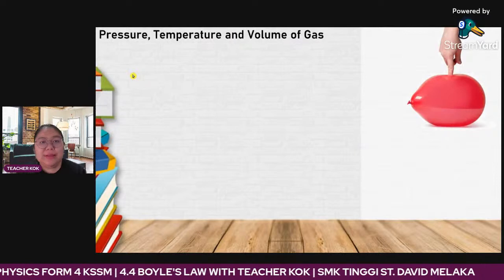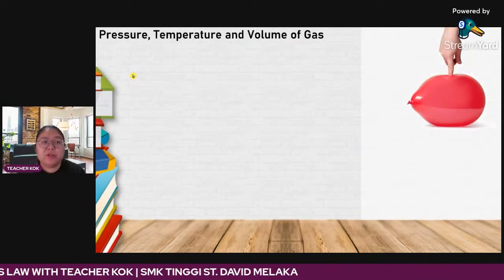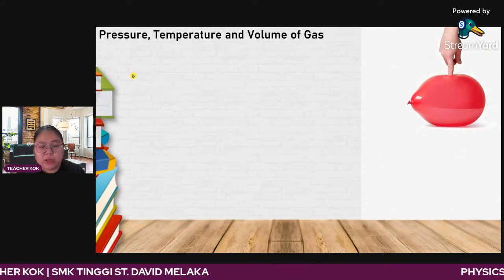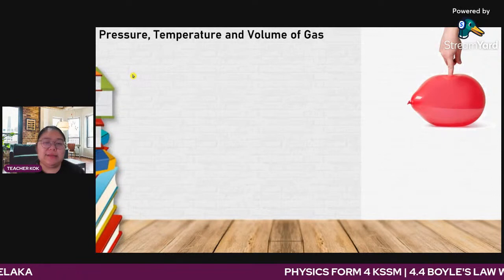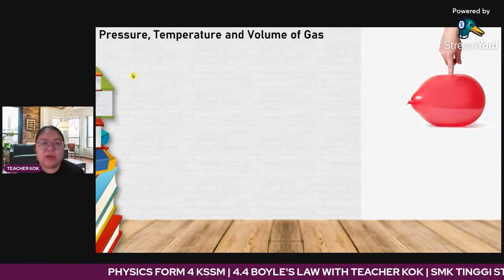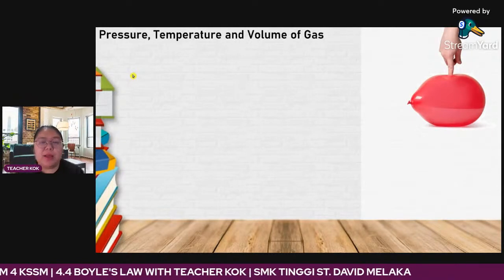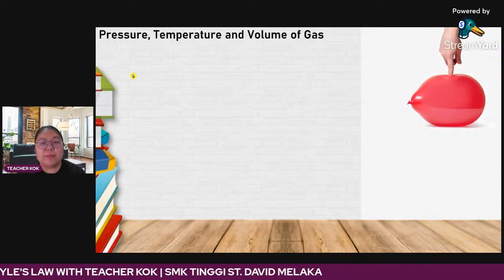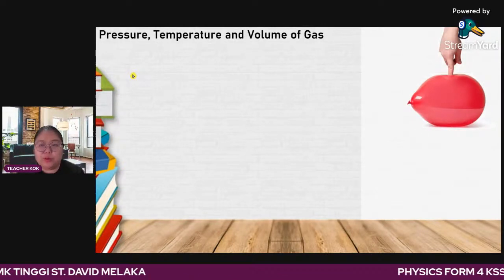This gas law is related to 3 physical quantities. The first one is pressure, the gas pressure. Number 2 is the temperature of the gas. Number 3 is the volume of the gas. So these 3 physical quantities have relationships with each other. Now we go to the first part, Boyle's law, and see which physical quantity we need to use.